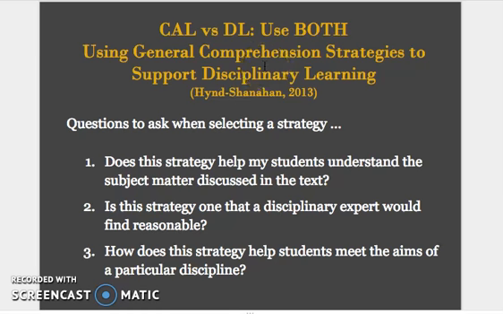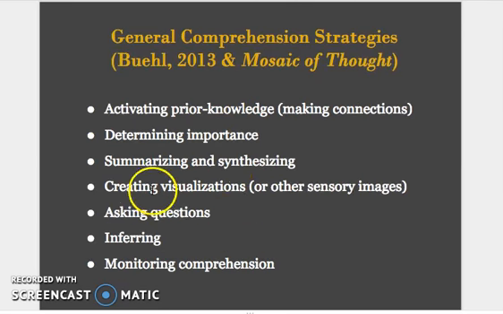So when choosing these general comprehension strategies, and you'll be reading about those this week, some of the questions to ask yourself are: does this strategy help my students understand the subject matter discussed in the text? Does this strategy perhaps inform some of the ways of thinking in your discipline? Is this strategy one that a disciplinary expert would find reasonable? Is this strategy something that a historian would actually use? Is it similar to some of their mindsets? And third, how does this strategy help students meet the aims of a particular discipline? So once you get to know the strategies, start thinking about which are more relevant to your discipline.